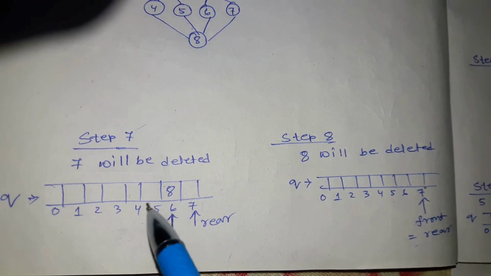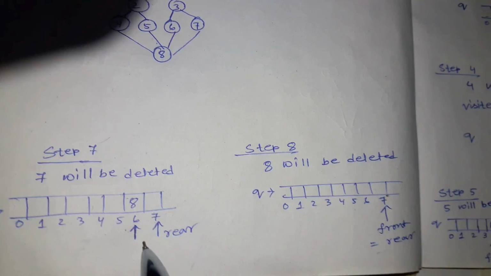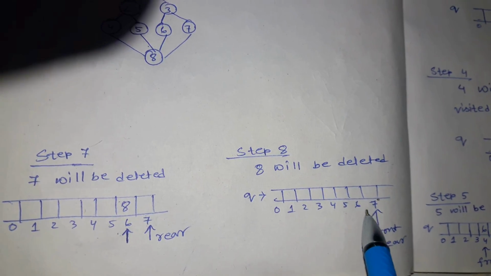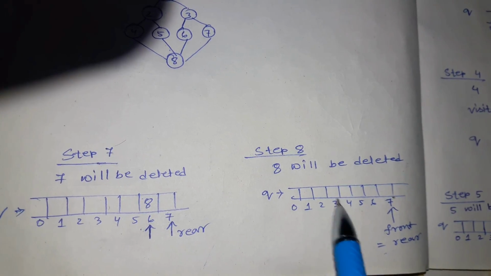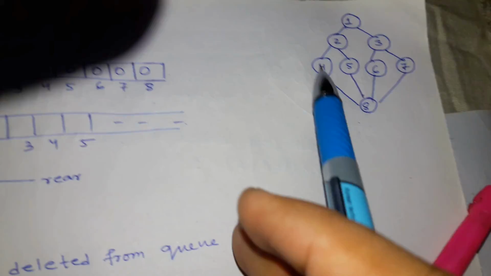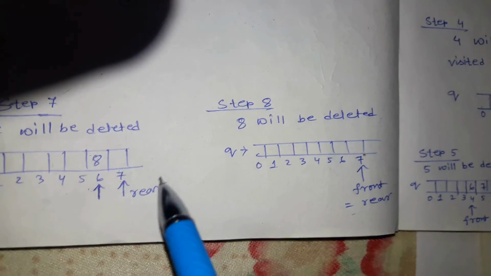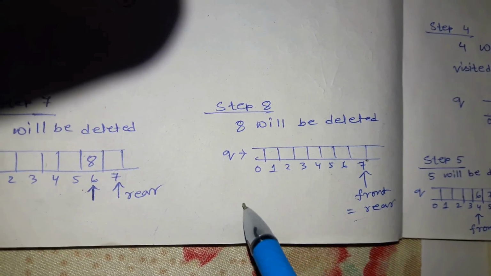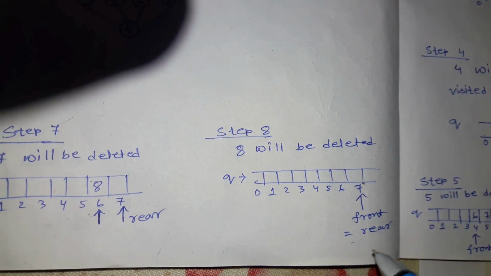From step 7, the front end item, that is 8, will be deleted, and the front end will be updated to index 7, and we will check the adjacent vertices of 8, that is 4, 5, 6, 7. All of them have already been visited, so we need not make them visited again, and we need not push them into the queue again.